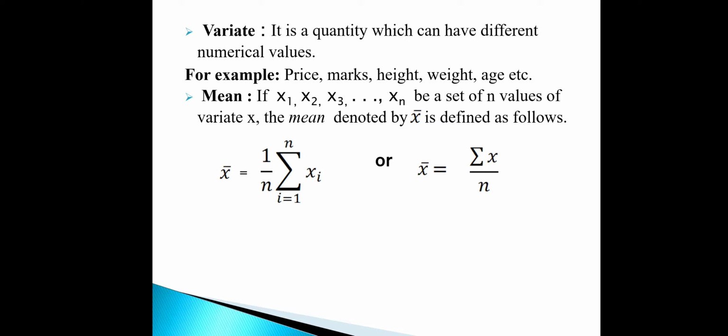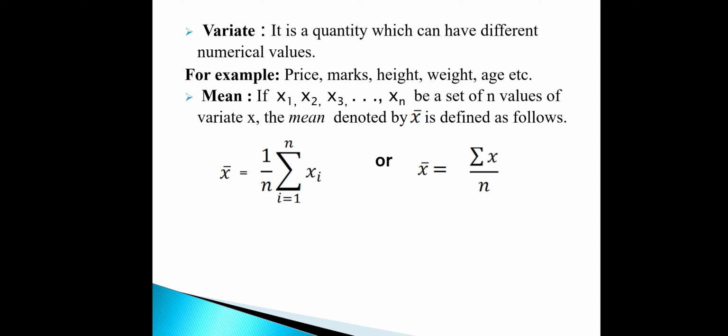Next, variate. Variate is what? It is a quantity which can have different numerical values. For example, in statistics, price, marks, height, weight, age, these all act as variates.